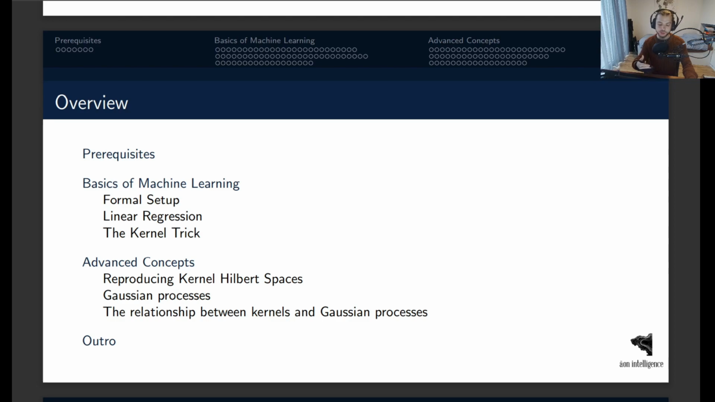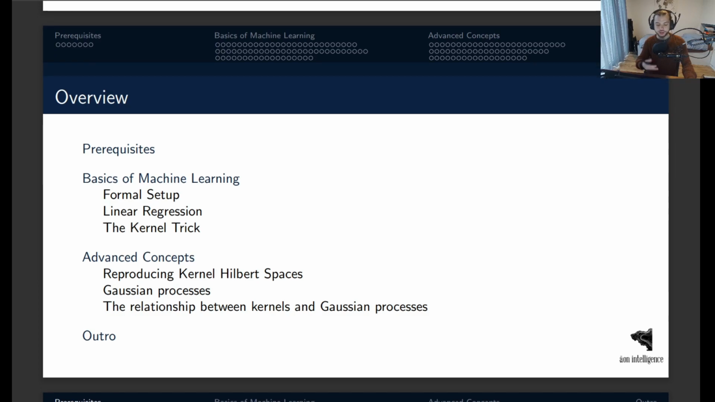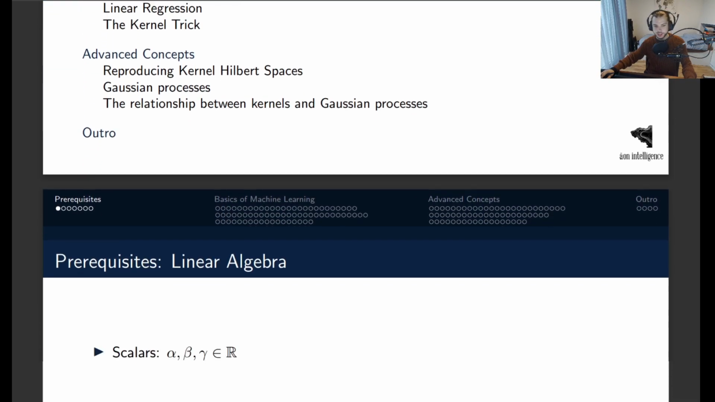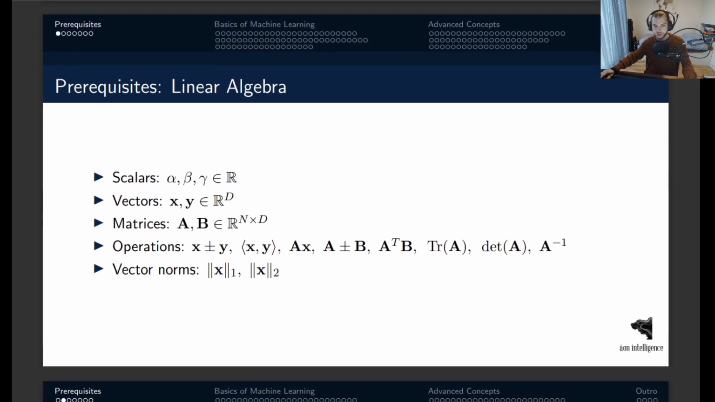And finally, we'll spend some time investigating the relationship between kernels and Gaussian processes, because these two concepts might seem distinct, but there are some really deep connections that I will illuminate for you. And at the end, there will be some slides that will indicate what awaits you in the next module. So let's get started with the prerequisites.